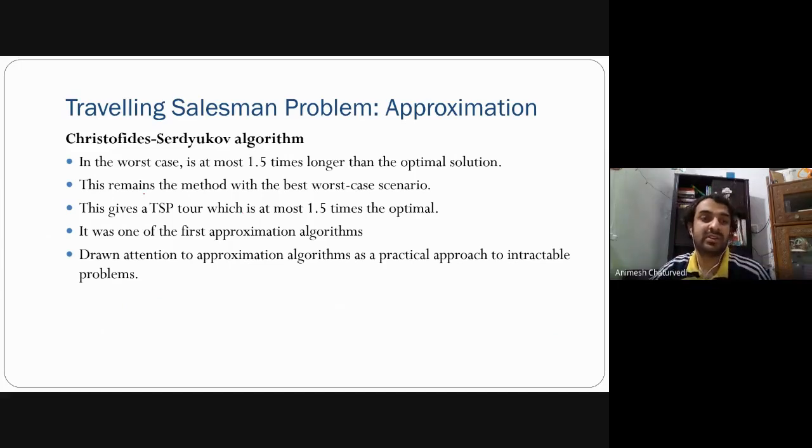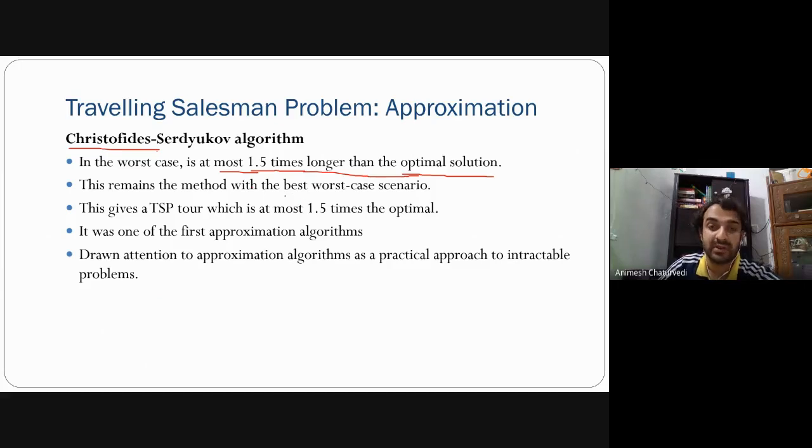Now there is a Christofides algorithm, which actually designed an approximate solution that could find a solution which is no more than 1.5 times the optimal solution. So at most you will get 1.5 times longer than the optimal solution with this Christofides algorithm.